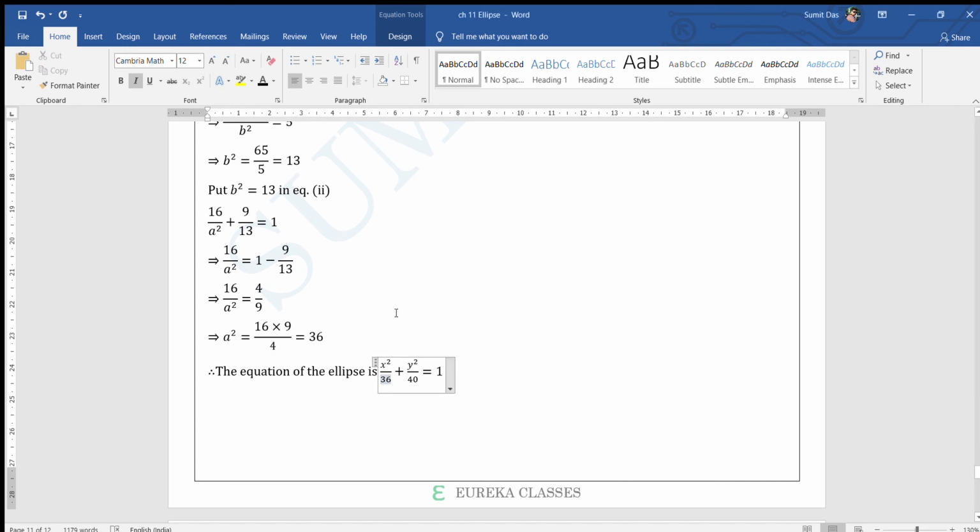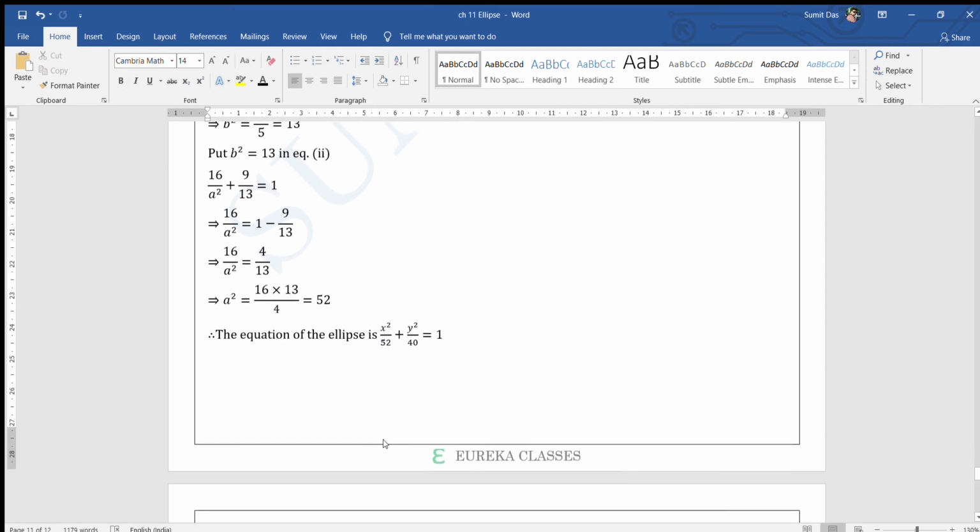Oh, sorry. I did one mistake. Look, here it was 1 minus 9 by 13, right? Here it was 1 minus 9 by 30. So it will be 4 by 13, not 9. I did a mistake. LCM is 13, right? So here it will be 13. So it will be 52. So here it will be 52.